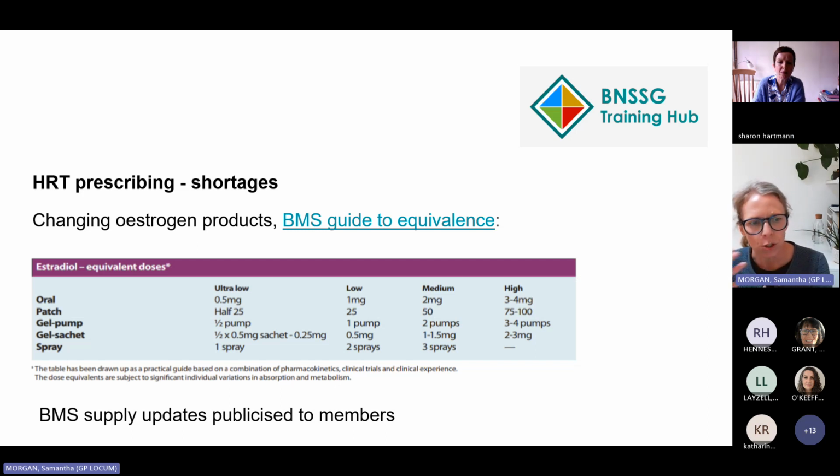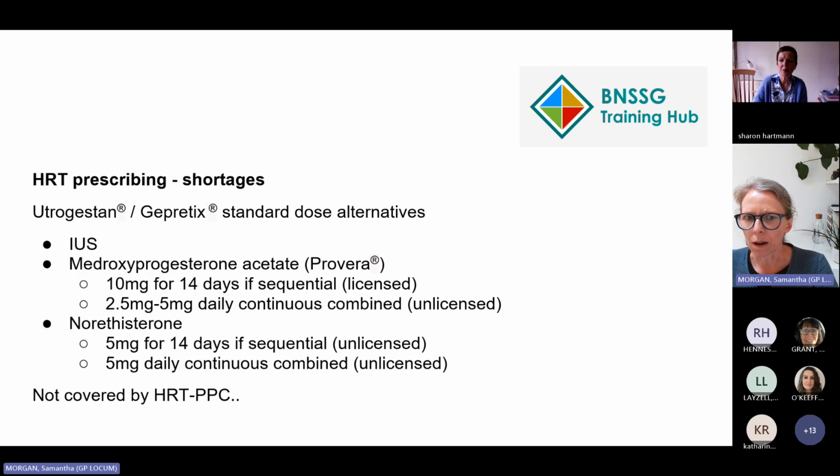So if you've got somebody on 2 sprays of Lenzetto and you need to change to a gel or a patch, it gives you a starting point. It's not perfect. It is a guide because different people will respond differently to different types of medication, but it's a good starting point. The BMS do publicise updates to members. They have a page where they go out to all the manufacturers and ask, right, when are you expecting this to come in? So there is some guidance that you can get from the BMS website. But yes, it seems slightly better at the moment, but don't know how long that will last.